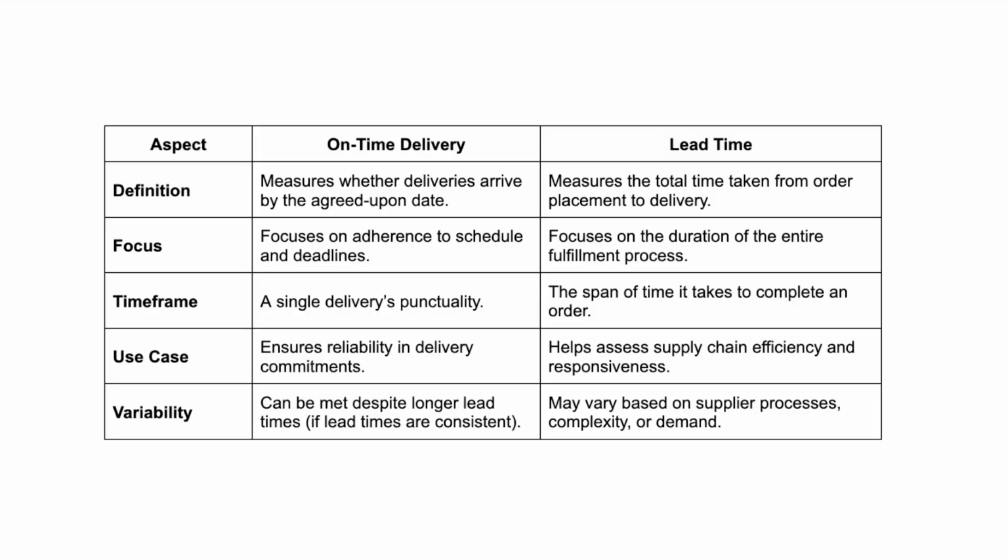Now, you might be thinking, what's the difference between lead time and the first metric, which was on-time delivery? By definition, on-time delivery looks at if the product is shipped out on time, while lead time looks at the overall process from start to finish. This is why lead time looks at the efficiency of the overall supply chain.